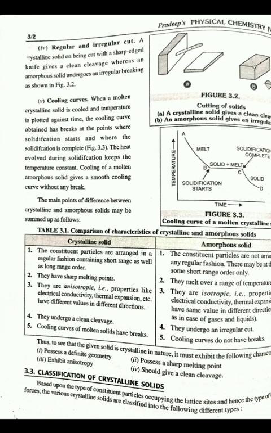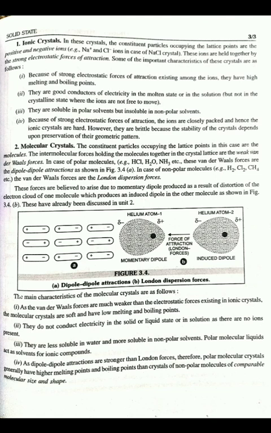Next heading: 3.3 Classification of crystalline solids. Based upon the type of constituent particles occupying the lattice sites and hence the type of binding forces, the various crystalline solids are classified into the following different types. First, ionic crystals. In these crystals, the constituent particles occupying the lattice points are the positive and negative ions, for example Na+ and Cl- ions in case of NaCl crystal. These ions are held together by strong electrostatic forces of attraction. Some of the important characteristics of these crystals are as follows. First, because of strong electrostatic forces of attraction existing among the ions, they have high melting and boiling points.